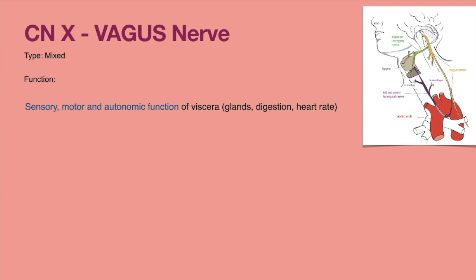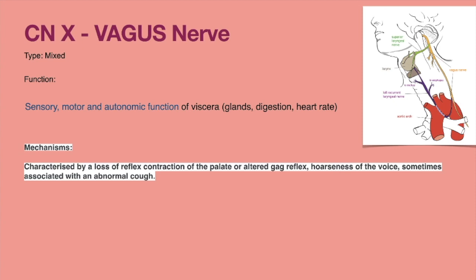Up to number 10, the vagus nerve, mixed nerve, sensory motor, and it's linked to autonomic function, the viscera, glands, digestion and heart rate. And again, characterized by loss of reflex contraction of the palate. Once again, it's part of the examination. The patients might report hoarseness of the voice or a change in the quality of their voice, which they might put down to some other reason. Again, a reason to test the cranial nerves if someone reports that.